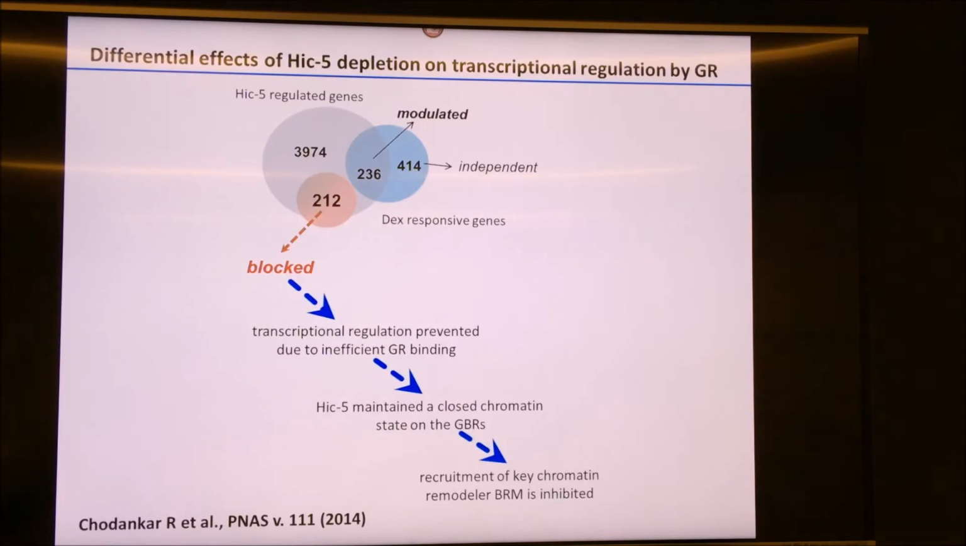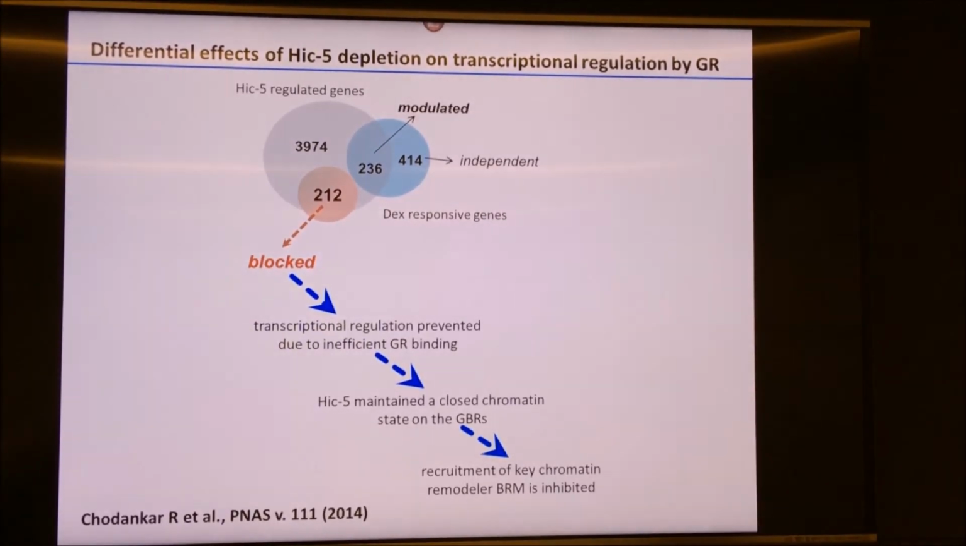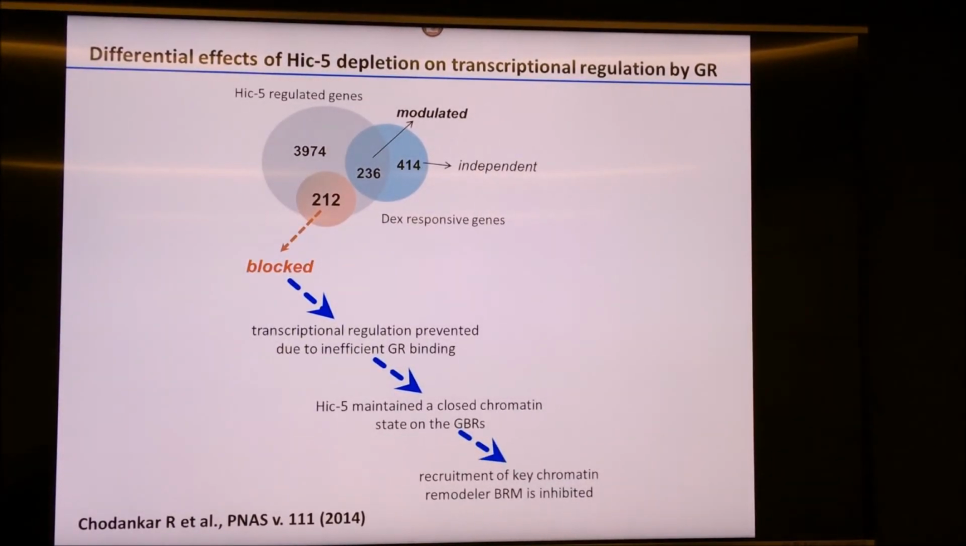In our previous work with respect to glucocorticoid receptor alpha signaling, we showed that HIC5 regulates distinct classes of genes that are responsive to hormone. The HIC5 modulated genes were those that were regulated by hormone in the presence of HIC5, but their transcriptional activation or repression by hormone was significantly affected when HIC5 was depleted.